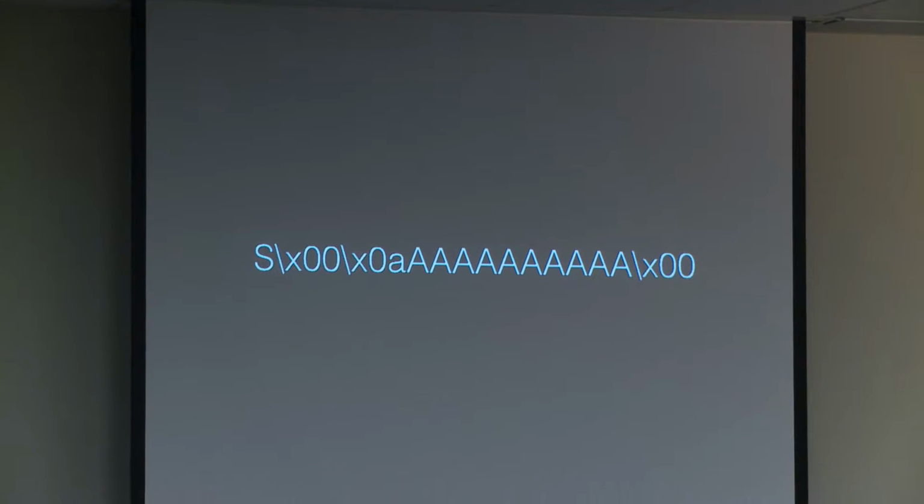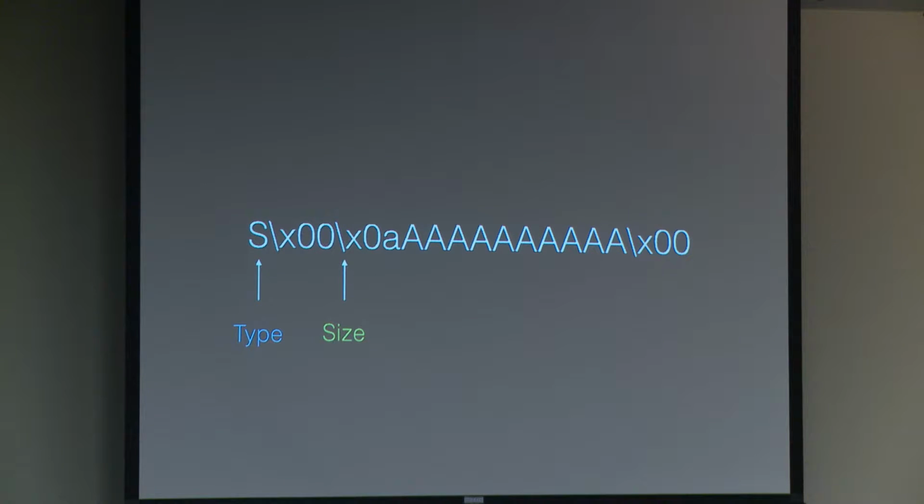This is nothing in particular. It's just something that I came up with for this demo. But we see here some data. The first byte here is an S to denote that it's a string. That's the type. The next is the size. It's 2 bytes. In this case, it's a 10-byte string.